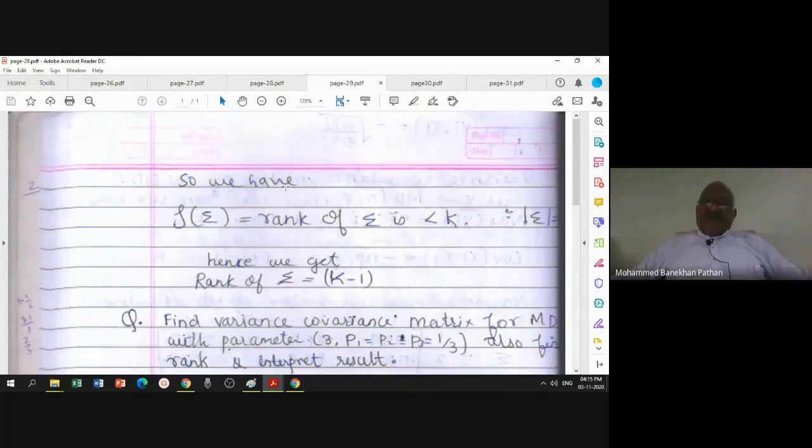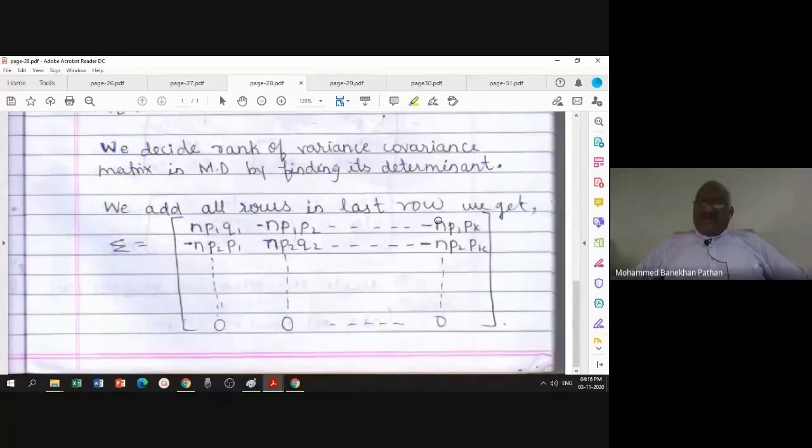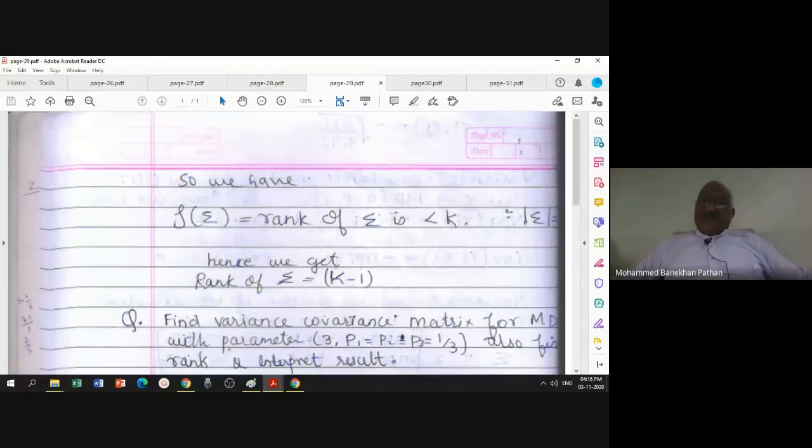And so we have the rank of the variance-covariance matrix less than k, because the determinant of sigma is coming 0. And when the determinant is 0, rank is less than the order of the matrix. So what will be the rank? The rank of the variance-covariance matrix is k minus 1, because if I take a submatrix of order k minus 1, that determinant is not coming 0.